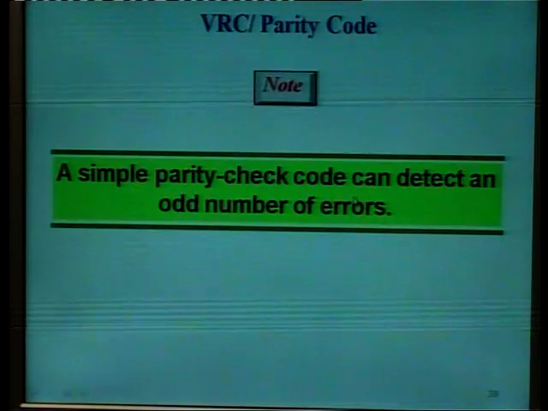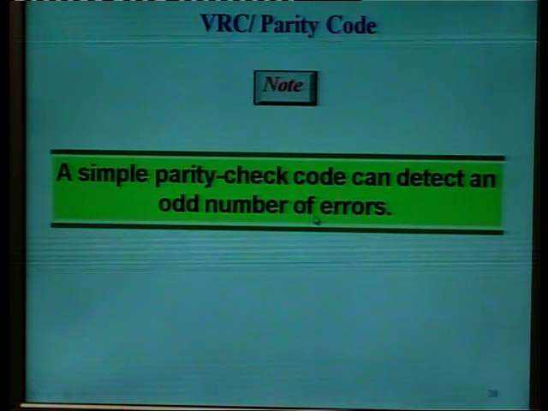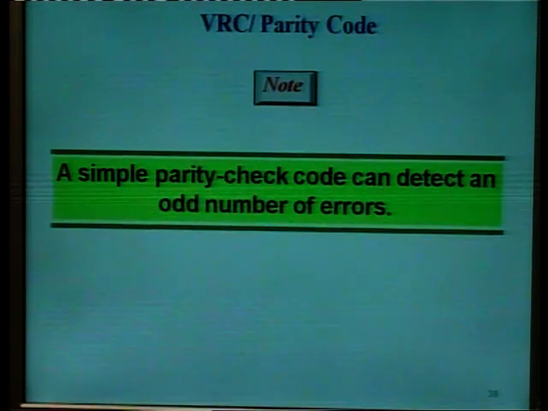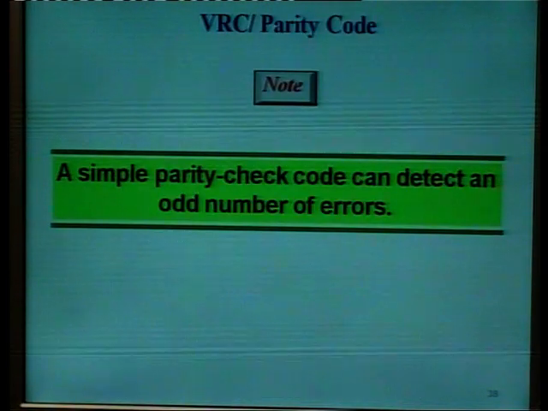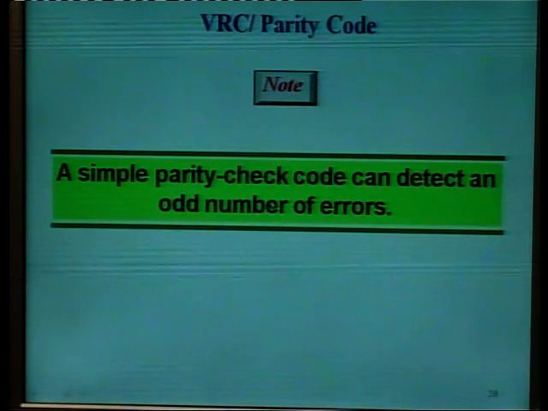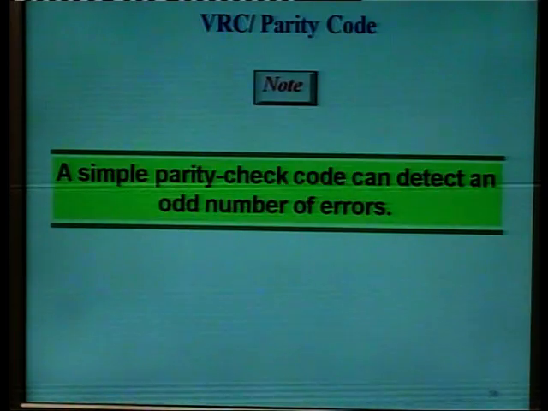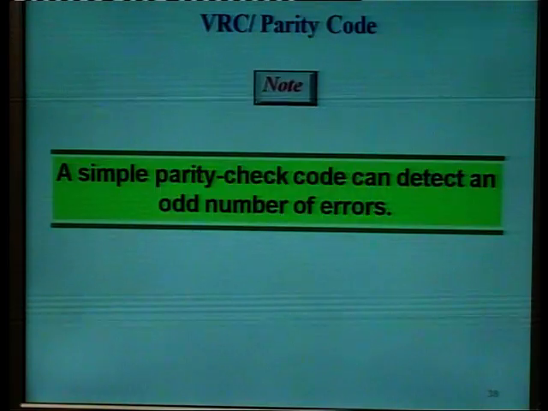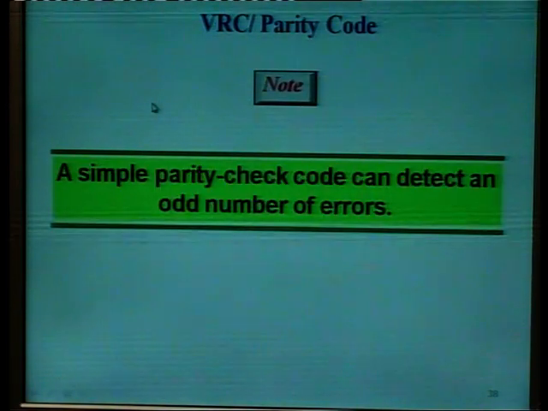So a simple parity check code can detect an odd number of errors and will never detect an even number of errors. We can say, in other words, that VRC or parity code is 50% efficient, meaning some errors it will detect and some errors will not be detected. If there are errors in an even number of bits, these will never be detected. So there is a probability of 0.5 for error detection by the VRC or parity code method.